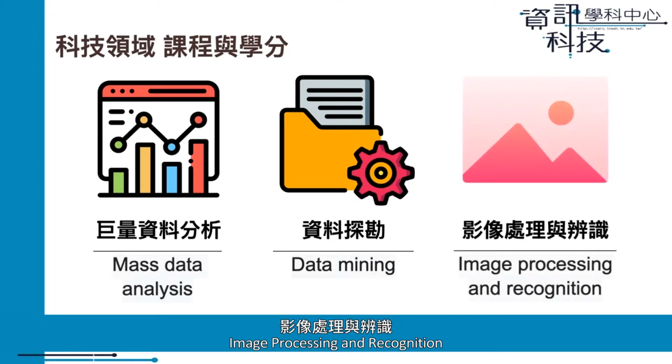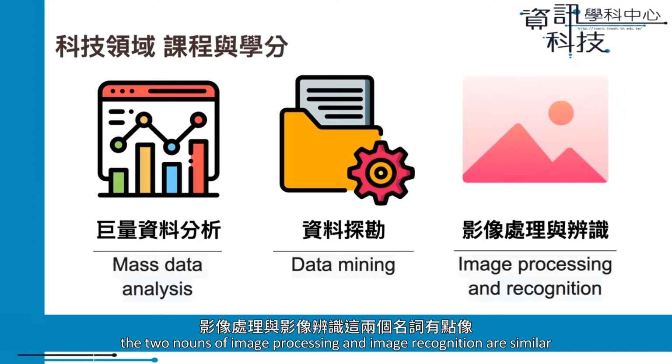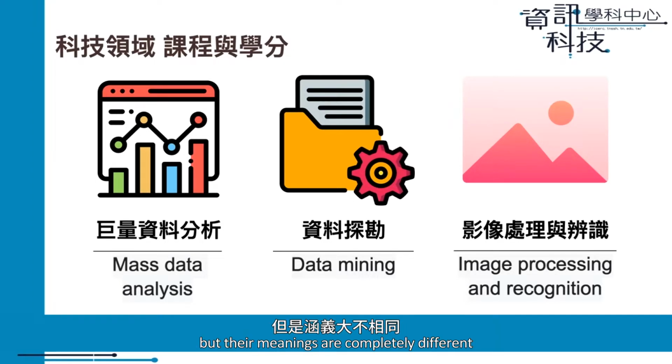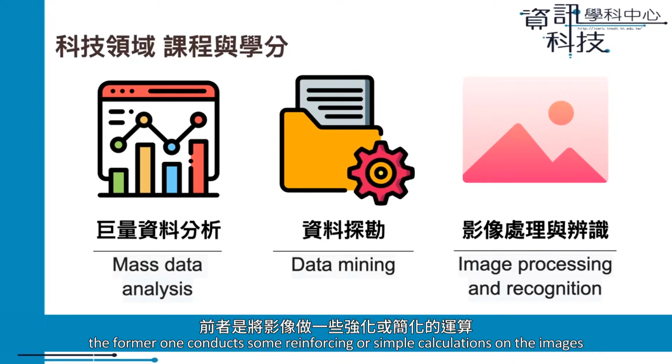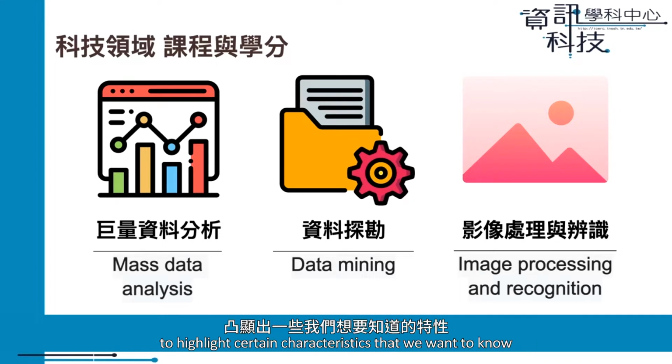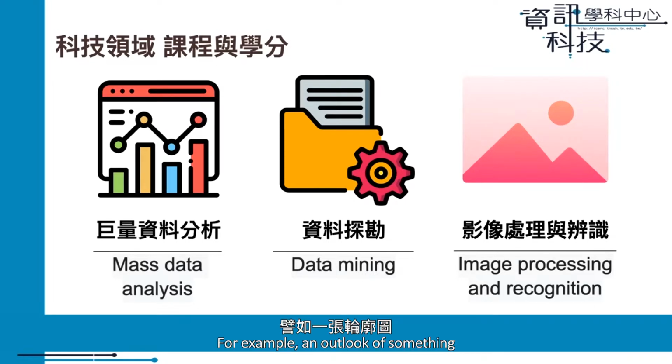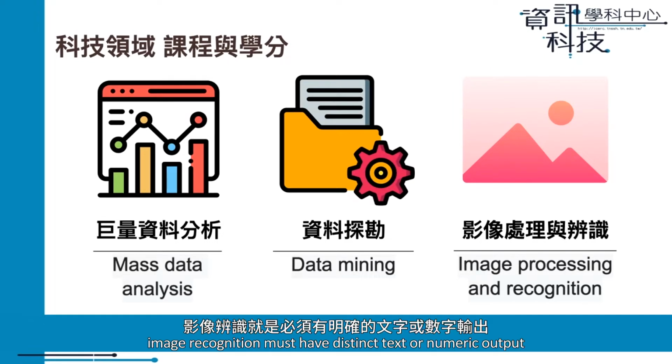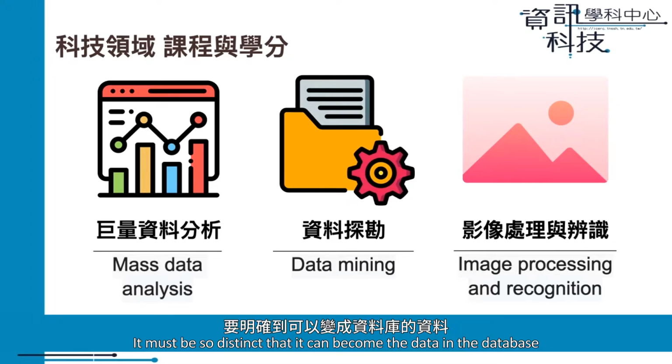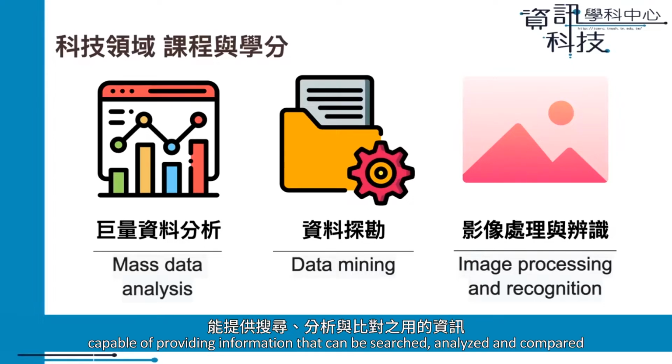Image processing and recognition. The two terms, image processing and image recognition, are similar, but their meanings are completely different. The former conducts some reinforcing or simple calculations on the images to highlight certain characteristics that we want to know, but its output data is still only one image. For example, an outlook of something. In contrast, image recognition must have distinct text or numeric output. It must be so distinct that it can become the data in the database, capable of providing information that can be searched, analyzed, and compared.